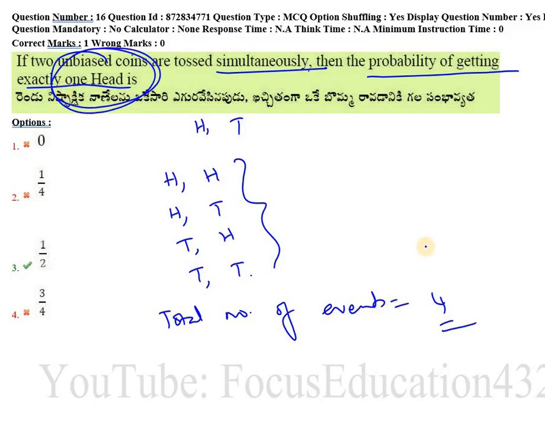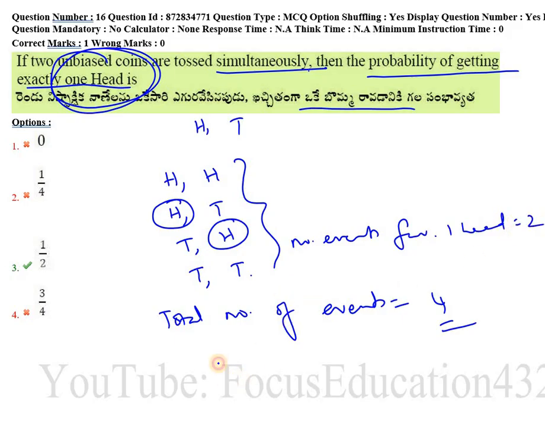One head. Okay, so one head here. So one head means what? Here you are having one head, here you are having another. So number of events favoring one head equal to how many? 2. So probability of getting one head is equal to favorable events by total events.